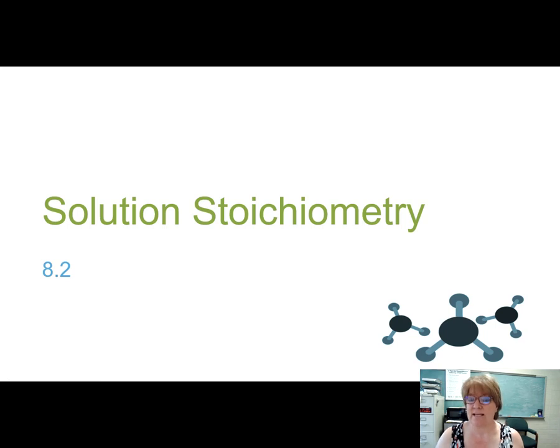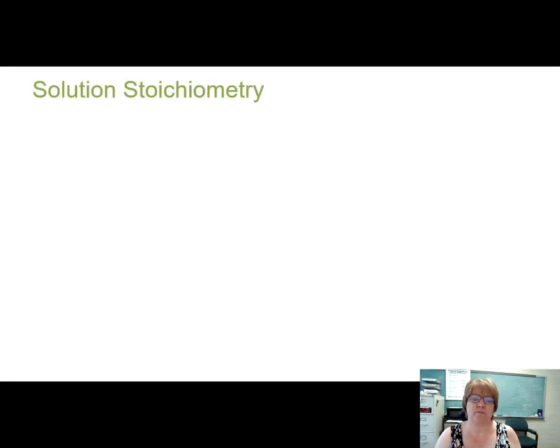And now we can extend our ideas of stoichiometry to solutions. Last chapter we talked about stoichiometry, but we could only talk about things like going from one mass to another mass. We weren't talking about solutions. Now that we're talking about aqueous reactions, which basically occur between two reactants that are each in solution form, we can talk about solution stoichiometry.